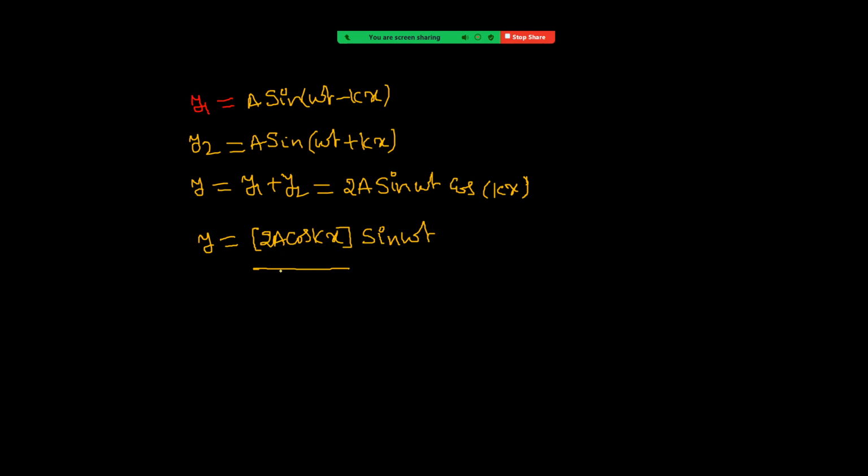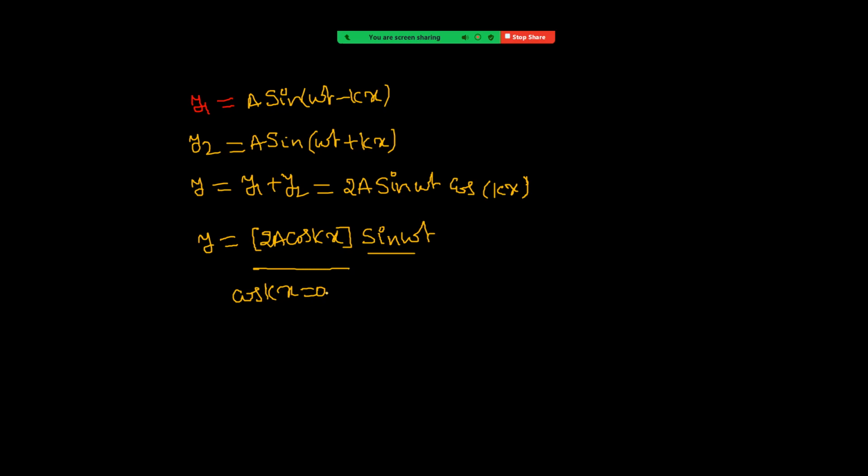Okay. Now see, if cos kx equal to 0, that implies displacement is always 0, irrespective of time. You can see carefully here. Once cos kx is 0, whatever may be the value of sine omega t, y is always 0. That means those points are not oscillating. They are permanently at rest. And those points are known as nodes.